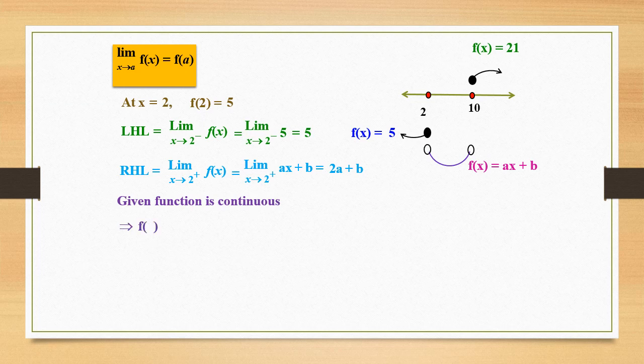So again the function is continuous at 2. So f of 2 will be equal to LHL will be equal to RHL. So on equating LHL and RHL, we get 2a plus b is equal to 5. This we will consider as equation 1.